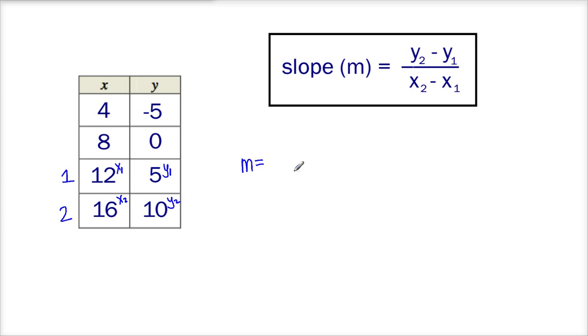y2 minus y1 is on top, so 10 minus 5. And on the bottom, we have x2 minus x1. So 16 minus 12. Let's do this math. 10 minus 5 is 5. 16 minus 12 is 4. So the slope of this line is 5 over 4.